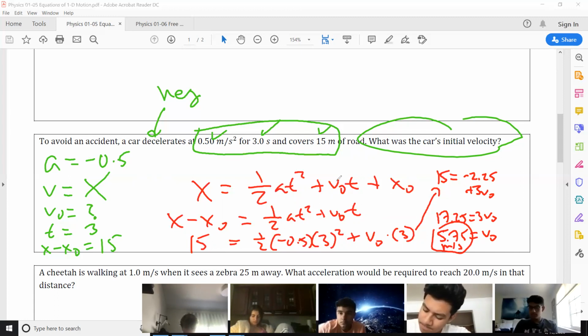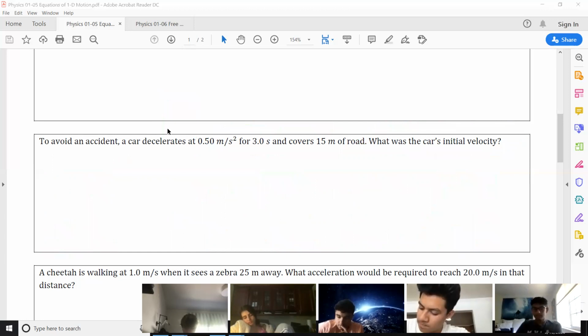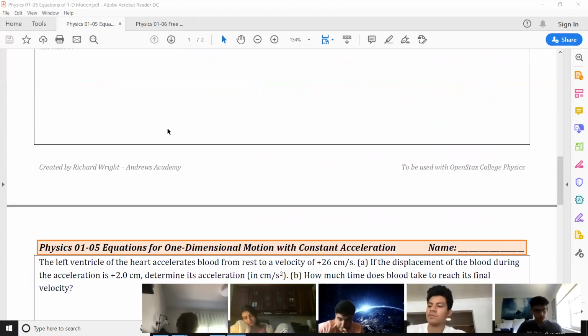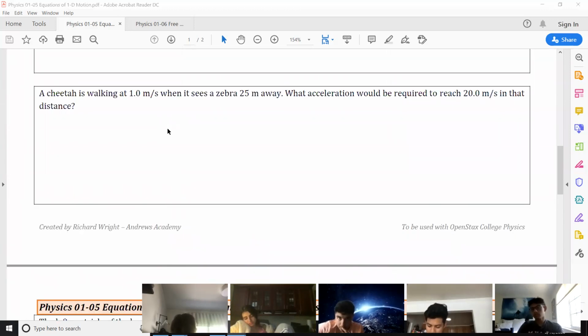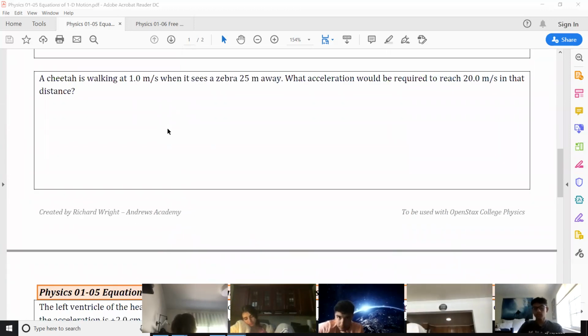Let's look at one more here. Any questions so far, by the way? No? Okay. So a cheetah is walking at 1 meter per second when it sees a zebra 25 meters away. What acceleration would it require to reach 20 meters per second in that distance?